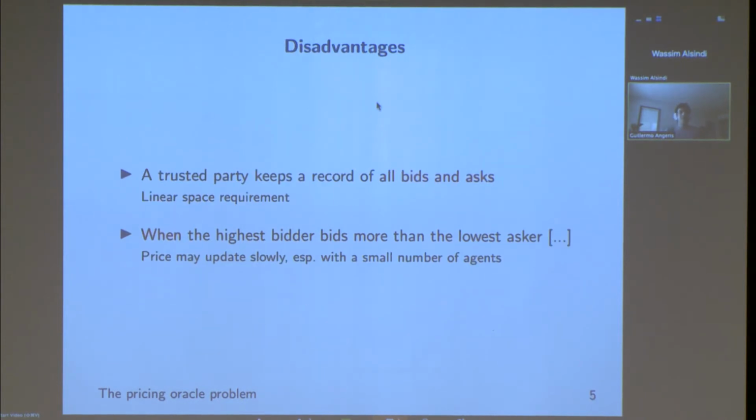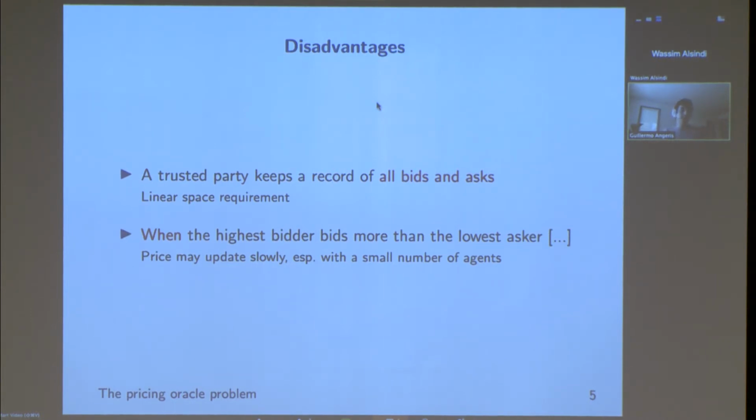Of course, I've kind of swept a few things under the rug, and this has disadvantages for DeFi systems, or decentralized finance systems. And there are two big ones. Perhaps the largest one is, we say very casually, a trusted party keeps a record of all bids and asks, but that's a pretty large requirement for these systems because we pay a pretty penny for both storage and compute.